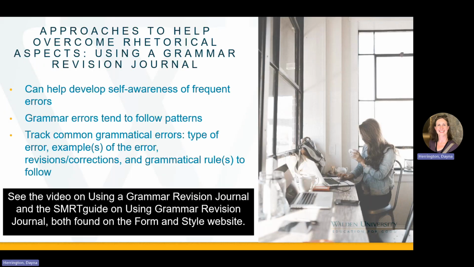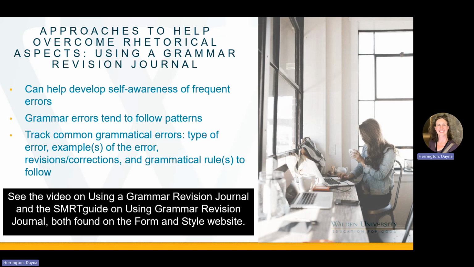Another approach to help students overcome rhetorical challenges in their writing is to have them use a grammar revision journal. In order to revise for sentence-level grammatical errors, self-awareness is really the key. Also, often grammatical errors follow patterns. For instance, when I read and respond to a piece of student work, I am often able to categorize the errors into a handful of categories. Keeping a grammar revision journal is one way doctoral multilingual writers can help gain awareness of the patterns of their own grammatical errors and how to revise them.